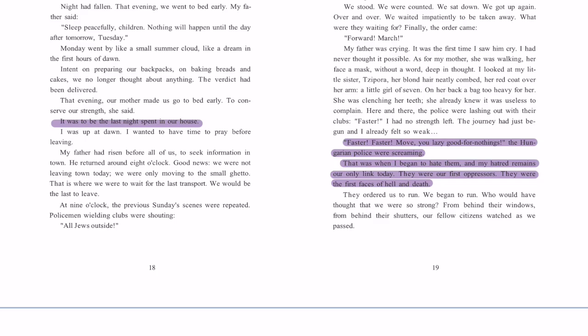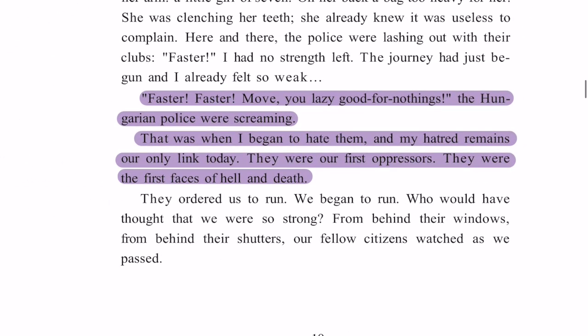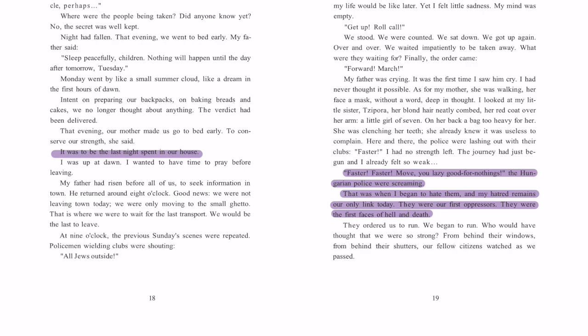These are just a couple of things that I'm going to touch on as we work through this activity together, right? So we see here, this is the last time it was spent in their home. Remember, they were being moved to that second ghetto. "Faster, move, you lazy good-for-nothings," the Hungarian police were screaming, right? And then look what it says then. "That was when I began to hate them." Okay, so I actually want to cite page 18 here.